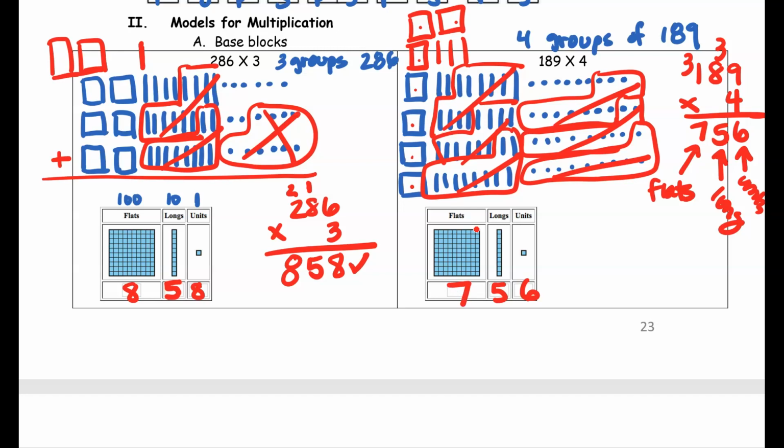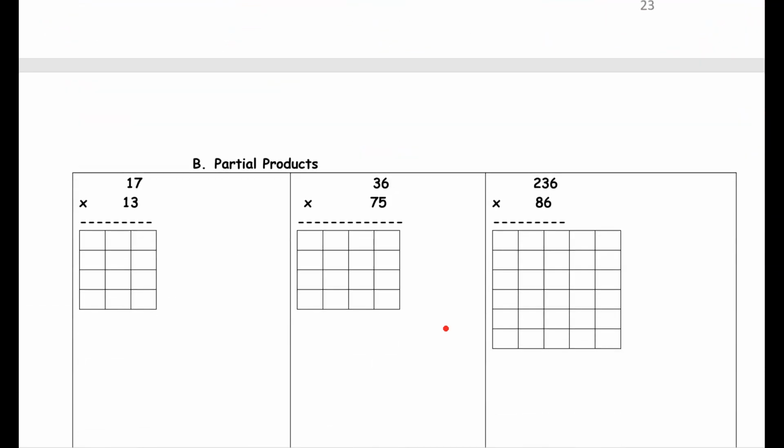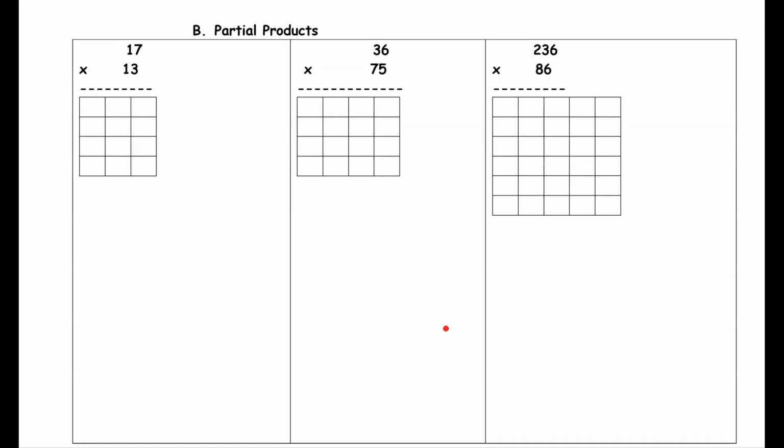Now keep in mind, these would be really easy to make up on your own. So if you feel like you need more practice, you could easily make up a multiplication problem and then try to draw the picture for it. Or if you have a set of base 10 blocks lying around, you could use the actual blocks, even better.